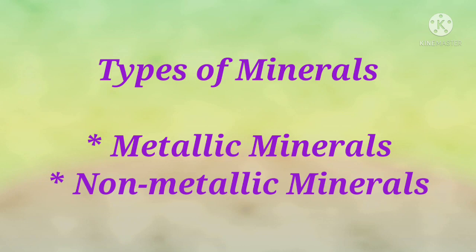So, on the basis of composition, minerals can be classified into metallic minerals and non-metallic minerals. Metallic minerals contain metal in raw form. Non-metallic minerals do not contain metals.